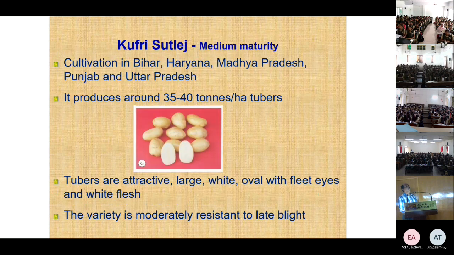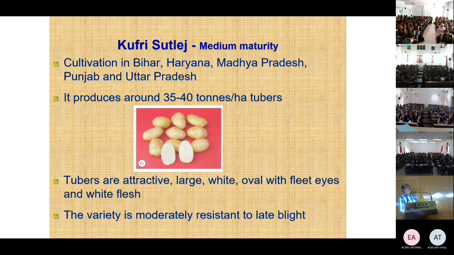Then Kufri Sadlaj, it is also cultivated in Bihar, Haryana and Madhya Pradesh, 35 to 40 tons. The tubers are attractive, large, white oval and white flesh, moderately resistant to late blight.